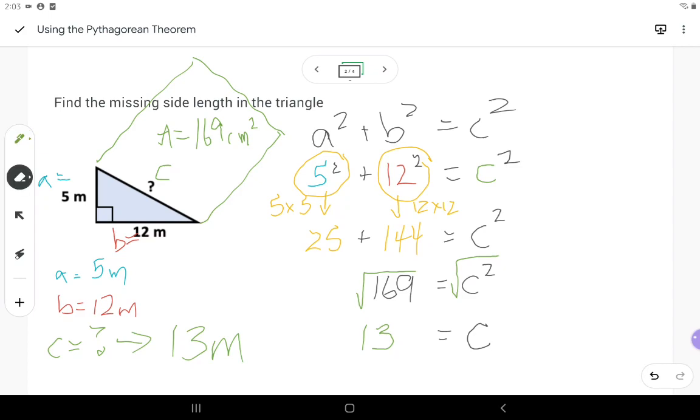Okay? Oh, and earlier I said centimeters squared. That was a mistake. It was meters squared. Good job. Way to pay attention, Mr. T.